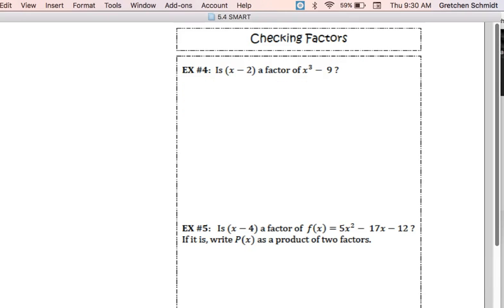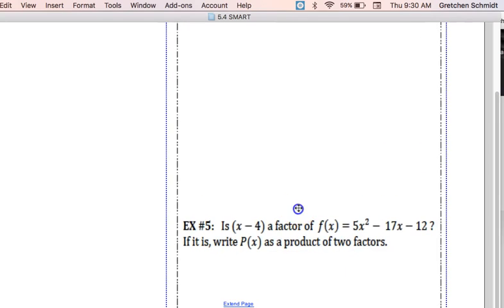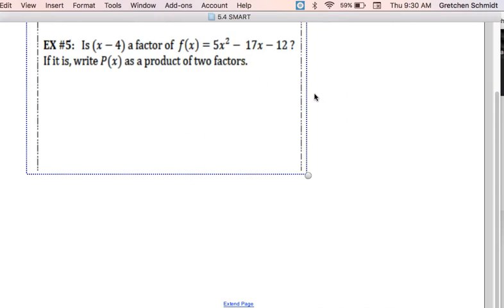And I'm going to give you guys a head start on it. So is x minus 4 a factor of that polynomial? It's asking a yes or no question. So if you want to know something is a factor, when you divide it, what should your remainder be? 0. So we're going to go through and divide this.